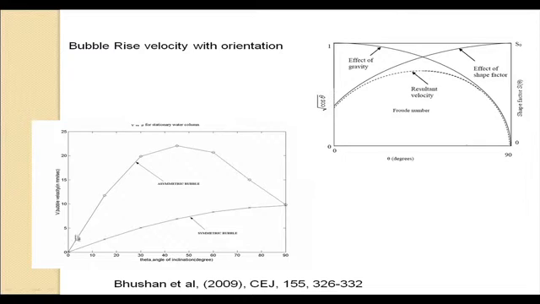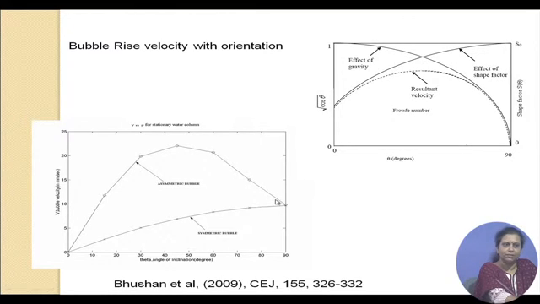The rise velocity gradually began to rise from the horizontal orientation. It attained a maximum somewhere between 40 to 50 degrees, and then it started decreasing again, just like the typical curve which we observe for liquid Taylor bubbles in circular tubes, gas Taylor bubbles in circular tubes, as well as even for liquid drops.